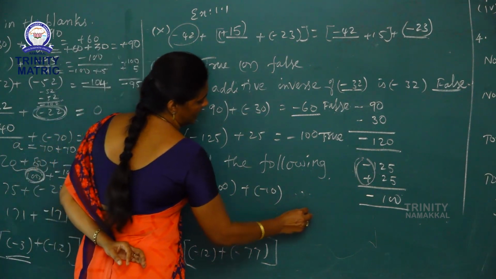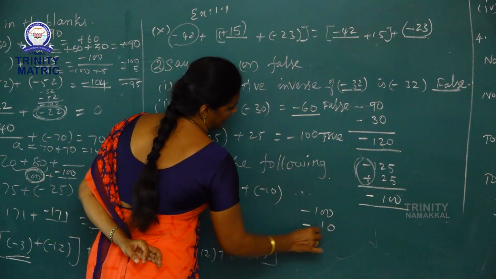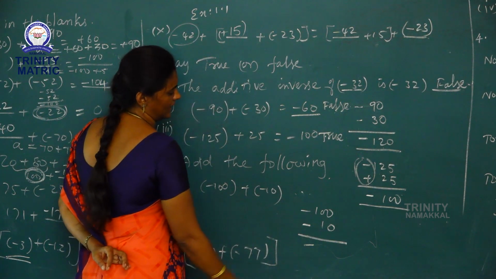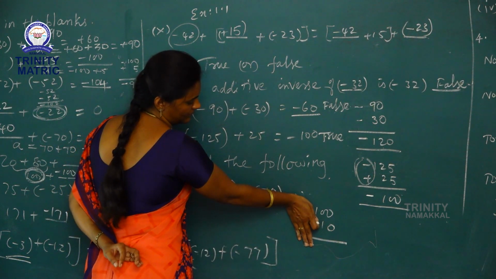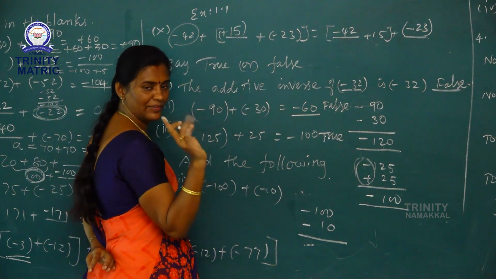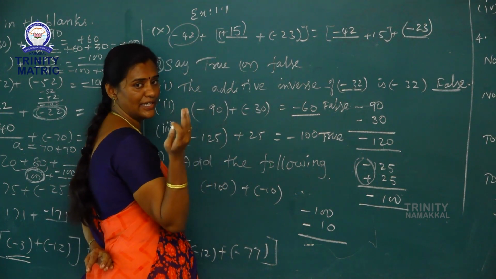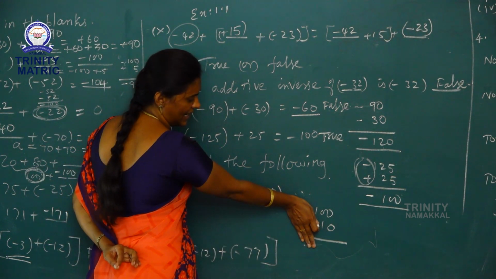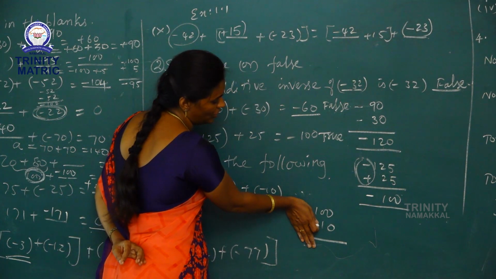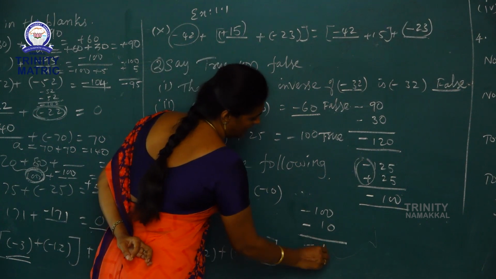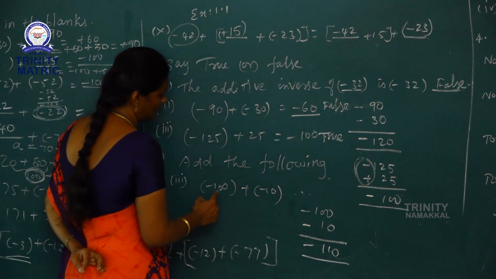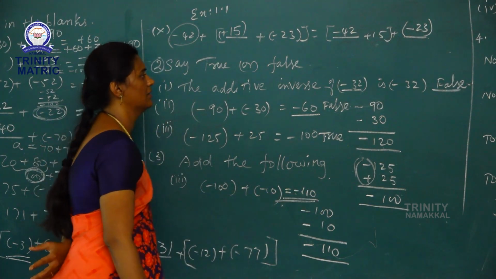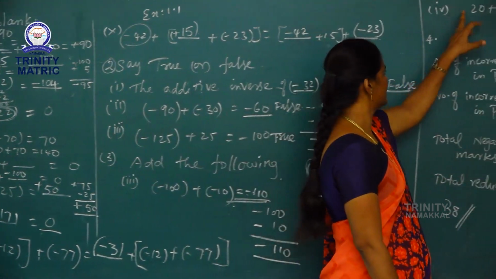We add these two integers, minus 100, minus 10. See here the signs are same. So put the same sign in the answer. 100 plus 10. Just leave the sign. Now if the signs are same, we add the integers. If the signs are different, we find the difference between the two integers. Here the signs are same. So put the same sign in the answer. Now you leave the sign. What is the remaining numbers? How to add these numbers? 100 plus 10 is 110. See, minus 100 plus of minus 10 is minus 110. This is the answer.